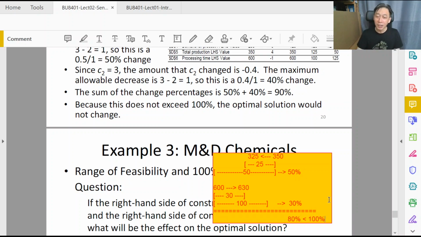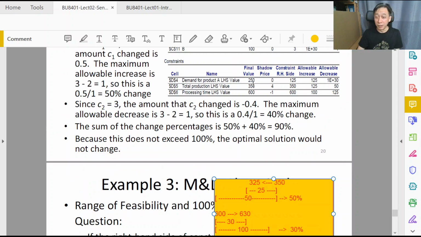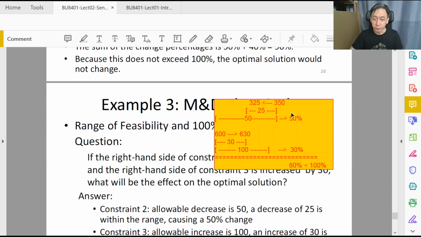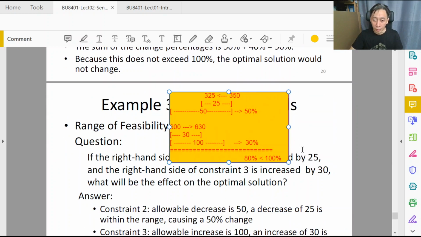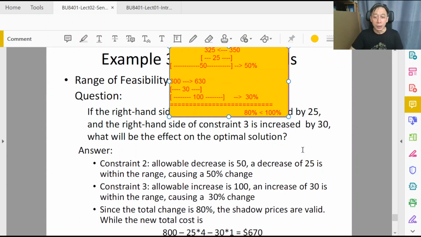What is the guarantee? Guarantee that the shadow prices are valid. The shadow prices will be the shadow prices that are involved in the changes. So the +4 and the -1 here, right? So the +4 and the -1. So what will be the impact on the optimal value?